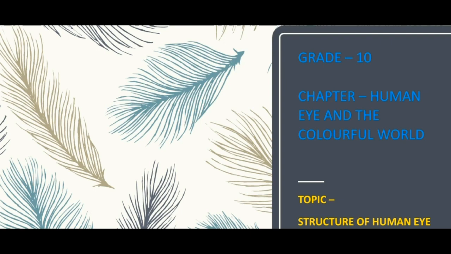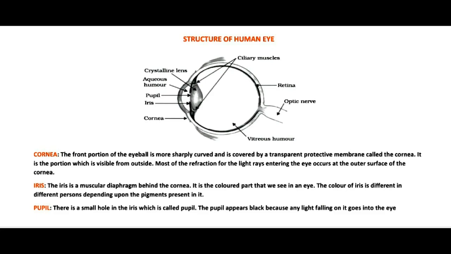Grade 10, that is, Human Eye and the Colorful World. Today's topic is the structure of the human eye. Now let us discuss the first concept of the chapter Human Eye and the Colorful World, that is, the structure of the human eye. In this concept we are going to discuss the different parts of the human eye and their functioning.